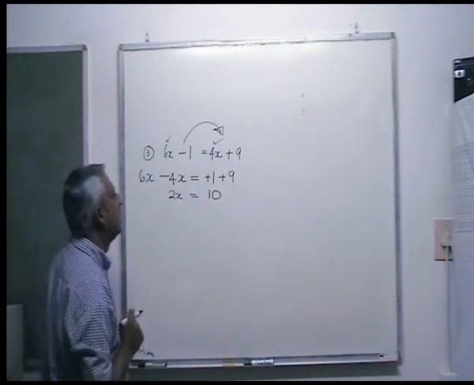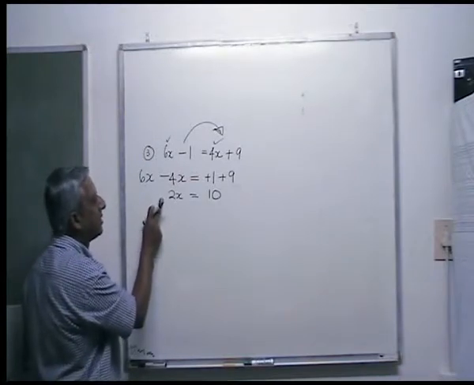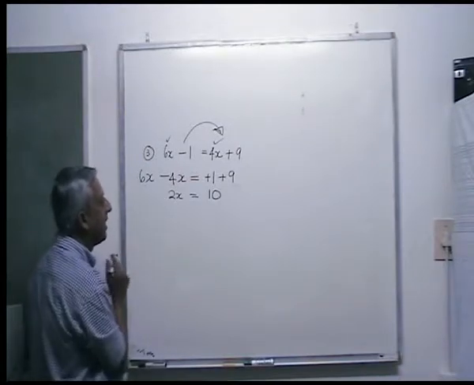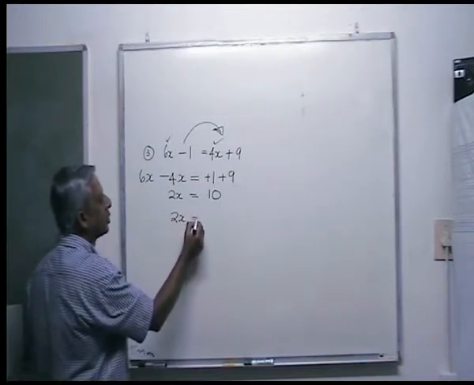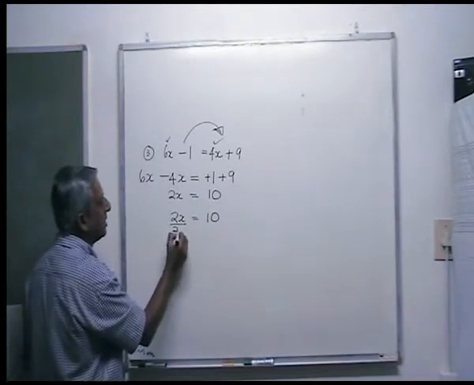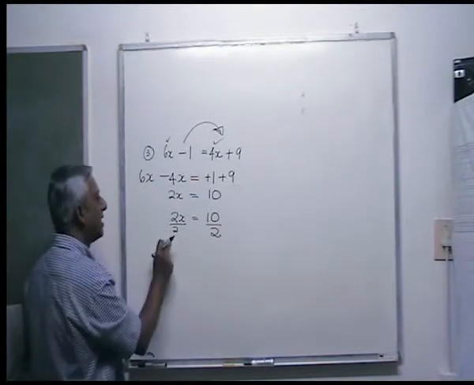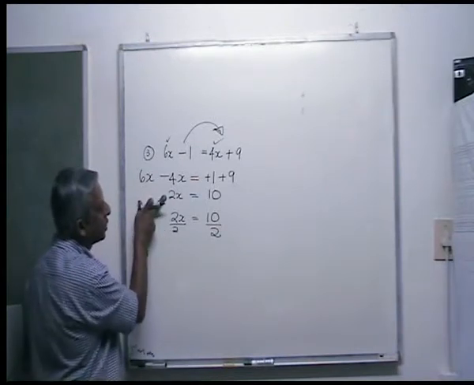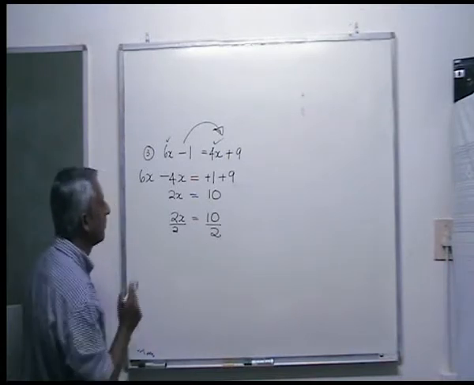Now we got 2x is equal to 10. So the problem is not solved yet. The equation is not solved yet. So what we have to do now is divide. So I'm going to leave that step. I'm just rewriting it again here to show how I'm dividing. Now I divide by 2 and I divide by 2. You must divide both sides by the same number. The number was 2. So divide both sides by 2.